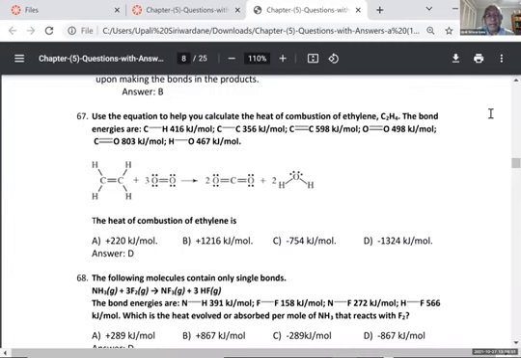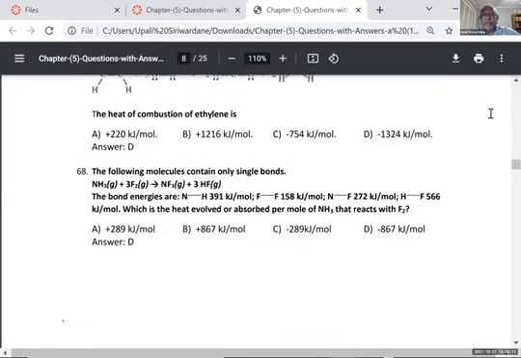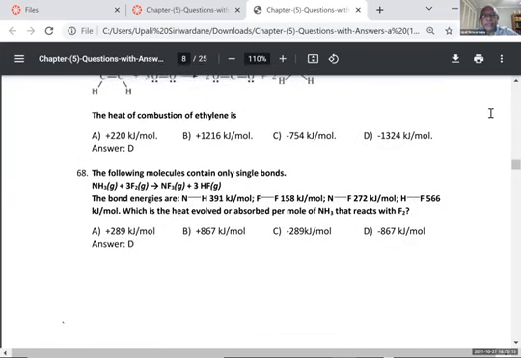So we did a couple of them. Go back to the slides if you don't understand how to do it. These are exothermic. 754. So this is the same thing.